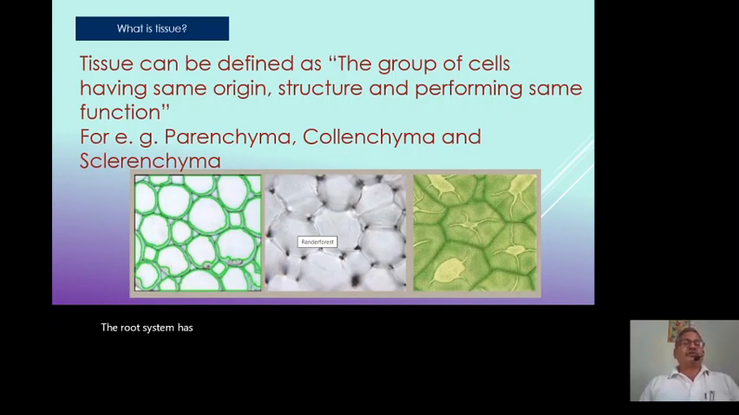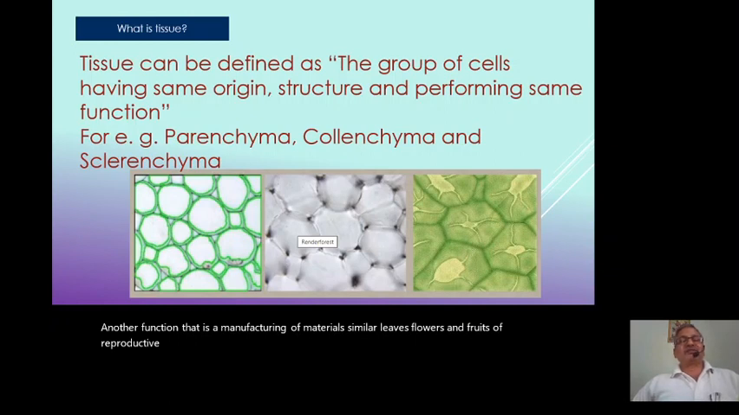The shoot system is also composed of an aerial axis. It may give rise to lateral branches, a number of leaves arranged in a definite pattern, and flowers and fruits, which are the reproductive structures. The stem has its own function. The leaves have another function, that is the manufacturing of food material. Similarly, flowers and fruits are the reproductive structures.